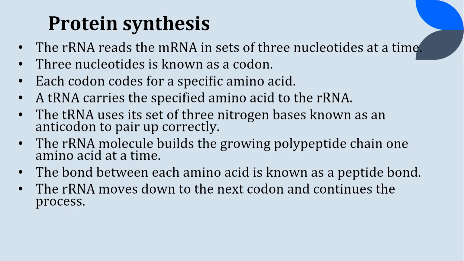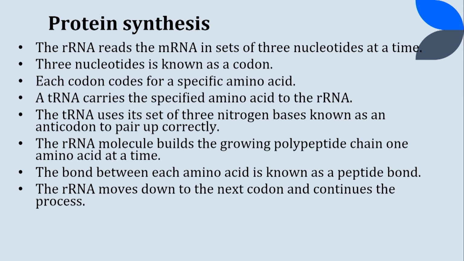A tRNA carries the specified amino acid to the rRNA, okay? The tRNA uses its set of 3 nitrogen bases, known as an anticodon, to pair up correctly. So again, a codon and an anticodon go together. They are complementary. Because they're complementary, that's how we're assuring that we're using the right amino acid here, okay?